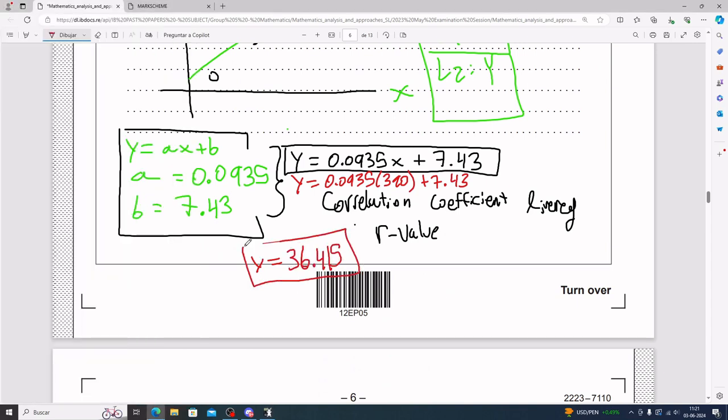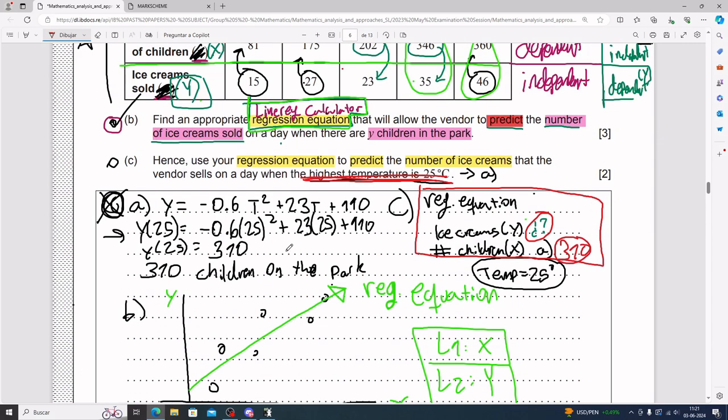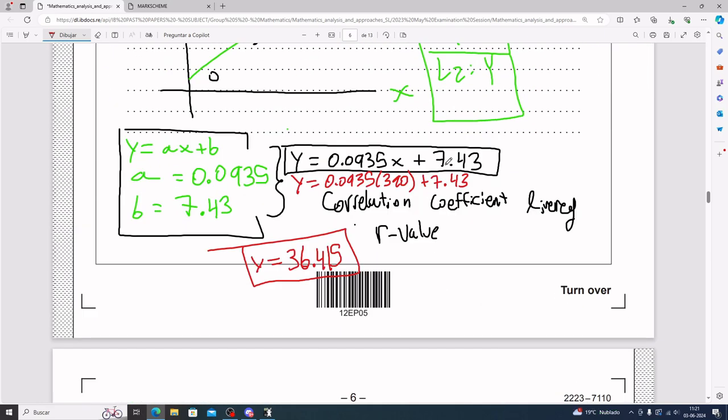It doesn't say to the nearest number or anything like that. So the number of ice creams, I would just leave it as 36.415. I guess technically you can't say 36 or 37 because you can't really sell half an ice cream, but that does get debatable. Point is, if you reach this point in your answer, you already got far enough.